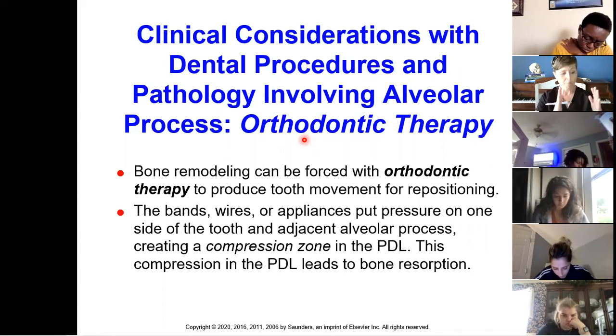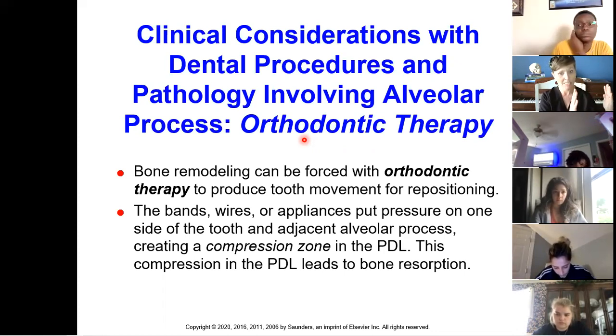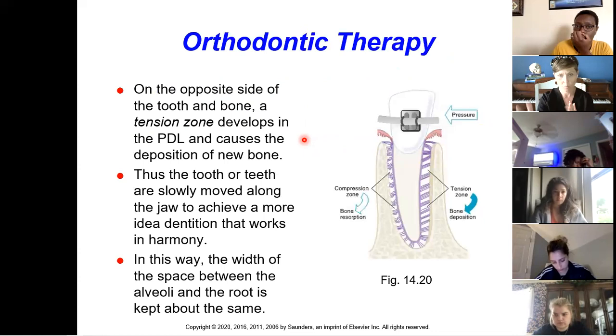So the periodontal ligament is pulled from one side but compressed on the other. The compression pushes on the bone over here and forces the bone to resorb a little bit, so then the other bone can be pulled along, like so. So here's your compression zone and your tension zone.